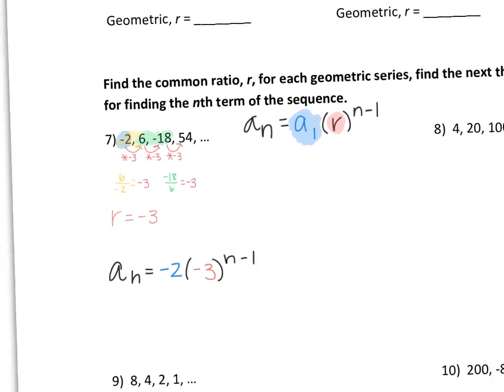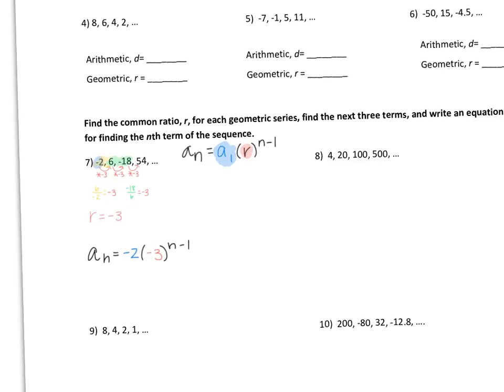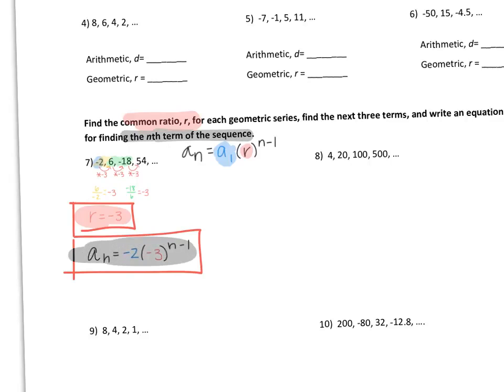So I've got my formula. Let's go back and read our instructions. Find the common ratio. Check, did that. That's r. Find the next 3 terms. That's the next thing I've got to do. And write an equation for finding the nth term of the sequence. Hey, I did that part. So finding the common ratio, that's what we did here. Finding our equation is this part down here. So now I've got to find the next 3 terms in the sequence.